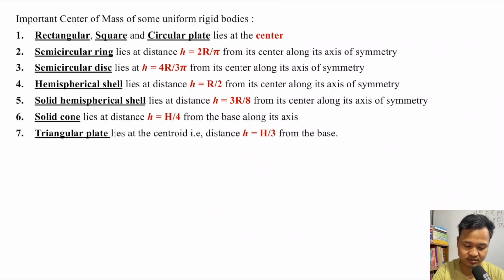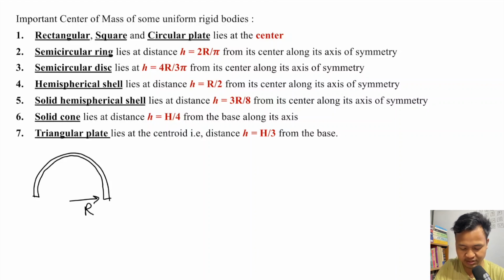If I have a semicircular ring like this, of radius r, the center of mass will be at a distance h equals 2r by pi from the center along its symmetry. This half ring has a line of symmetry, the mirror image along this line, so at a distance of 2r by pi, somewhere here. Here you have the center of mass.